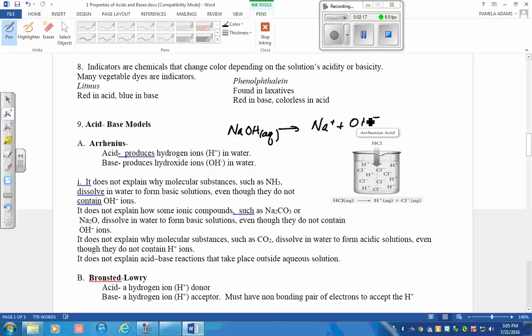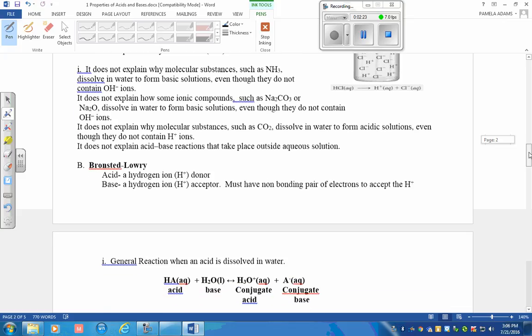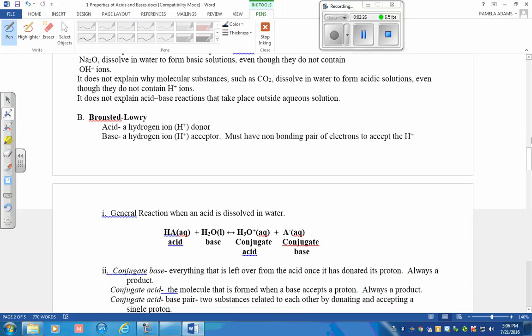Here is a base. Sodium hydroxide in water breaks apart, or ionizes completely, into a sodium ion and a hydroxide ion. The Arrhenius model did not work well when we discovered weak bases, so instead we describe acids and bases in terms of the Bronsted-Lowry model. An acid is a hydrogen ion donor and a base is a hydrogen ion acceptor. You're looking for a non-bonding pair of electrons to accept the hydrogen ion when you're talking about a base.